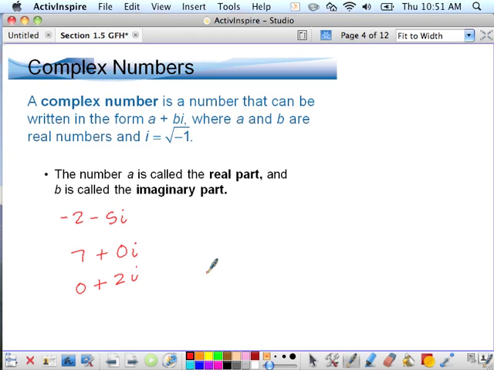If someone tells you just write it in the form a plus bi, all that means is they want you to put the real number first if it has it, and then add or subtract the imaginary part from it after that. You don't ever want i's to come first. We wouldn't want to say 3i minus 7. We would rather write that as negative 7 plus 3i. So that would be the proper way to write a complex number.